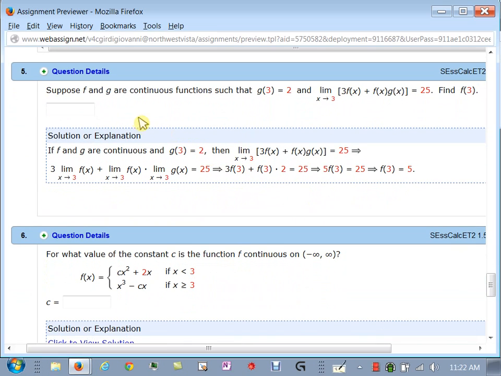All right, suppose f and g are continuous functions such that g of 3 equals 2, and that this limit, all of this stuff, is 25.